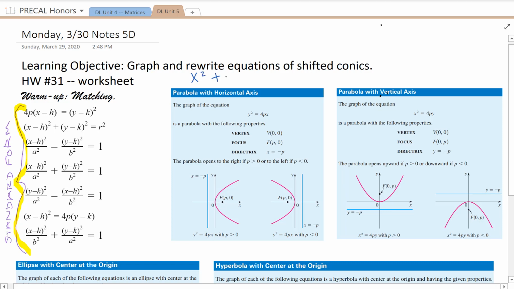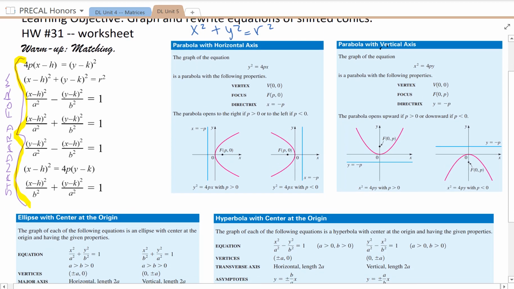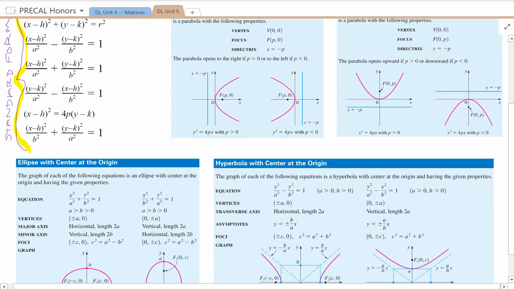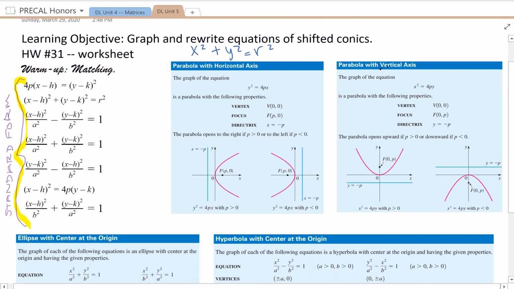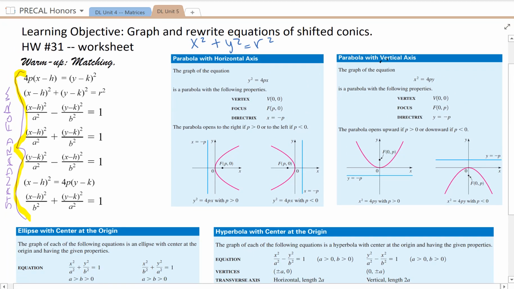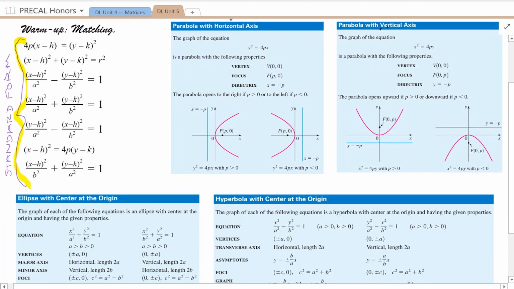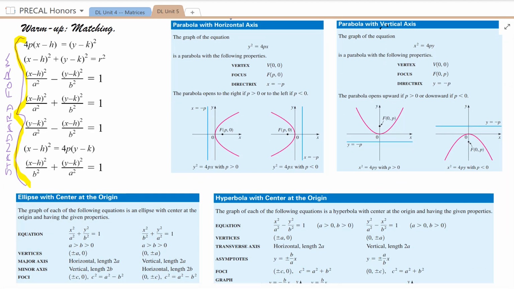I didn't put a lot of information about circles because they are much simpler. They are just ellipses whose center is also their foci. All right, so you've got ellipse, hyperbola, parabola, and circle. Go ahead and pause the video here and see if you can match up the equations. Okay, let's go over them.